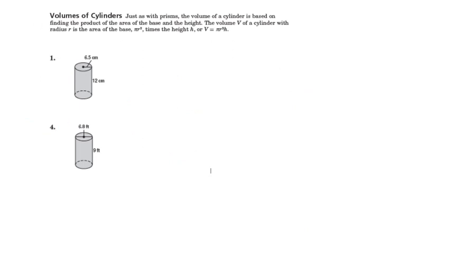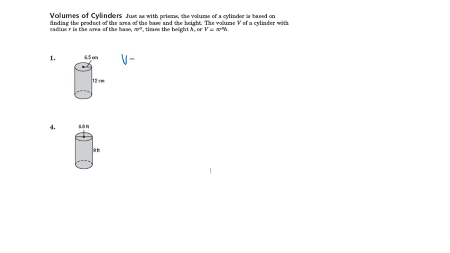Volume of cylinders. The volume of a cylinder is based on finding the area of the bases and then multiplying by the height. So that's why you have pi r squared times the height. I know, pi r round. We're not going to laugh at that again. Pi r squared times the height. And again, the height of a 3D object is the distance between the bases.